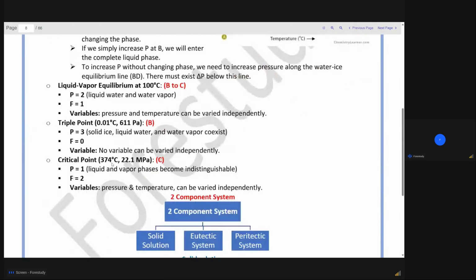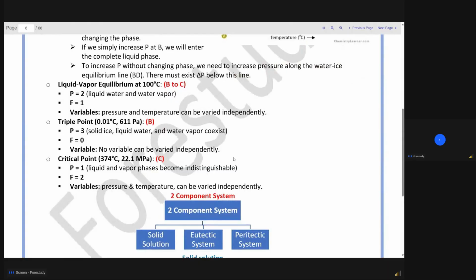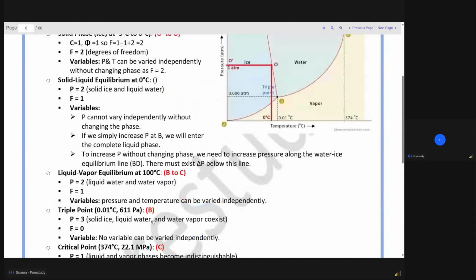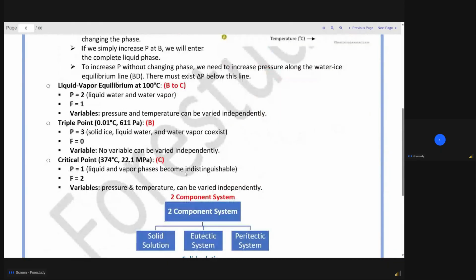And at the critical point, at 374 degrees Celsius and 22.1 megapascal, the supercritical point, we will have phase equals 1 because the liquid and vapor phases become indistinguishable at this point. Liquid and vapor phases cannot be defined at this point, so phase equals 1. So F will again be 2. Pressure and temperature can be varied independently once again.